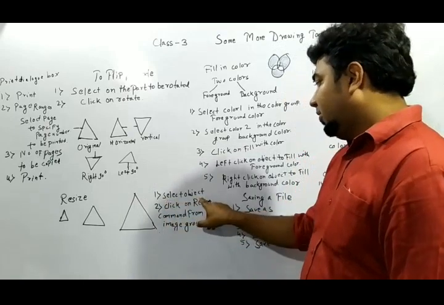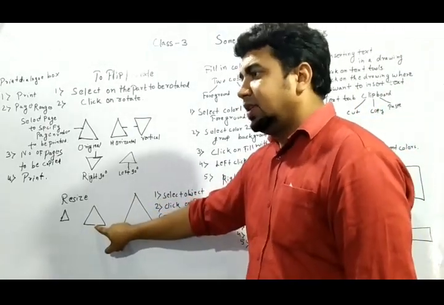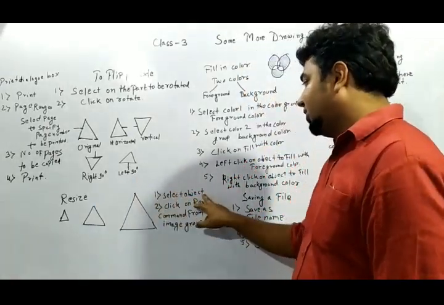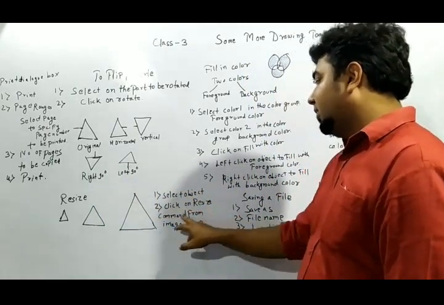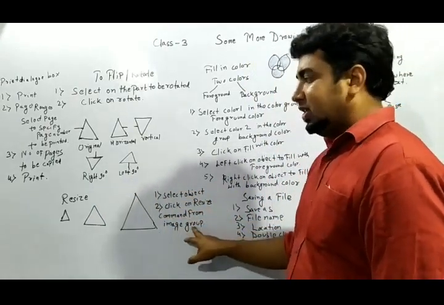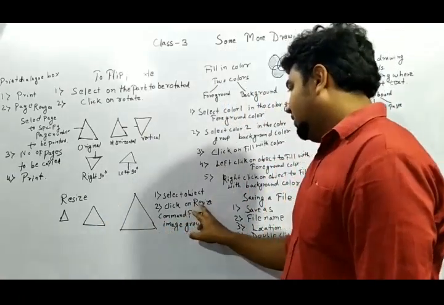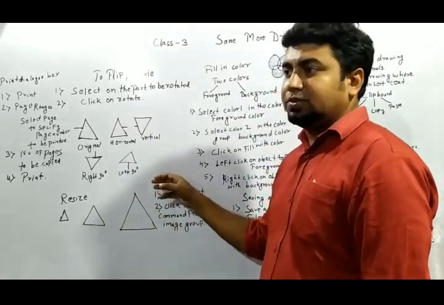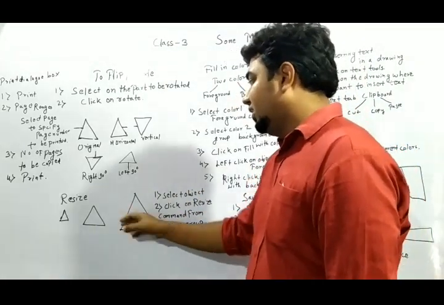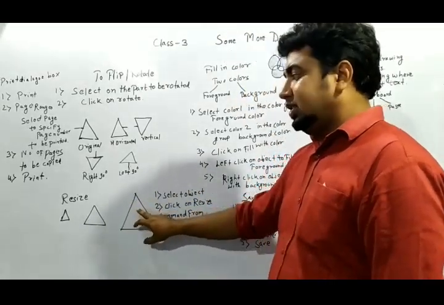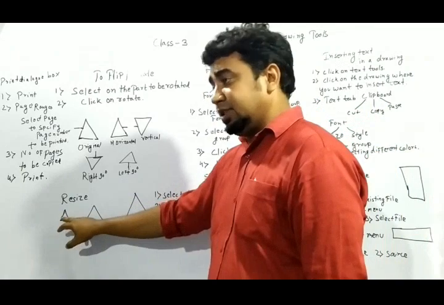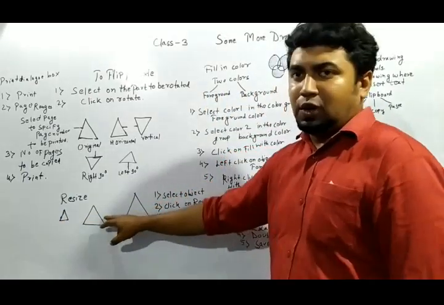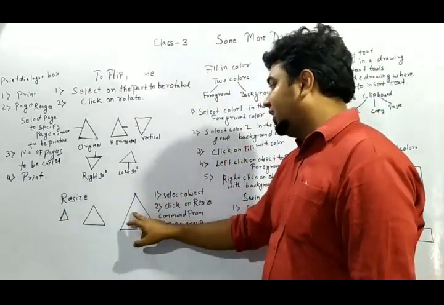So select the object. I have selected this object. The steps are: first select the object, then click on the resize command from the image group. I am selecting the resize command from the image group. Then you will get the resize option, and from it you can select if you want to decrease the size, then you can get the figure like this, or if you want to increase the size, then you can get the figure like this.